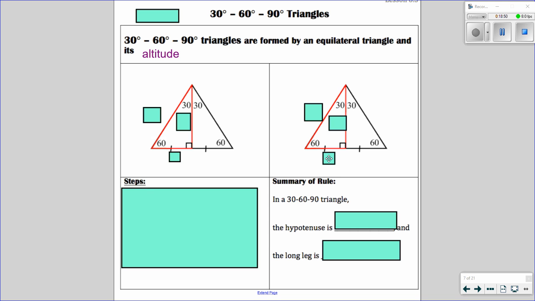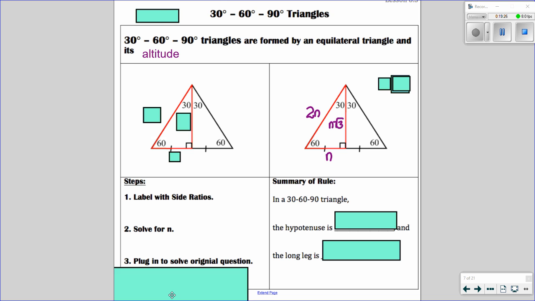So the side ratios for the 30, 60, 90 are, going based on the smallest angle, the opposite will be the shortest leg, which would be n. Then the next shortest angle, which is 60, the opposite will be n root 3. And then the longest side, which is opposite the bigger angle, 90, will be 2n. So basically the shorter leg will be half the hypotenuse, and in reverse, the hypotenuse is twice the shorter leg.